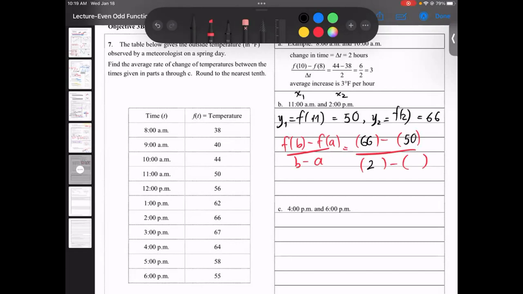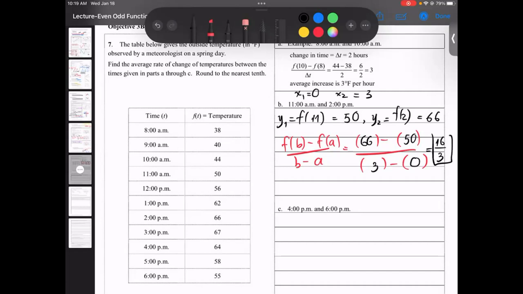Instead of 2, I'm going to let x1 equal 0. Is that okay? Because that's my starting point. I'm going to let this equal 0. From 11 a.m. to 2 p.m., how many hours are there? 3 hours. And I'll tell you why I'll do that. So 3 minus 0. 66 minus 50 is 16, divided by 3. Leave it like that. I need to do decimal.